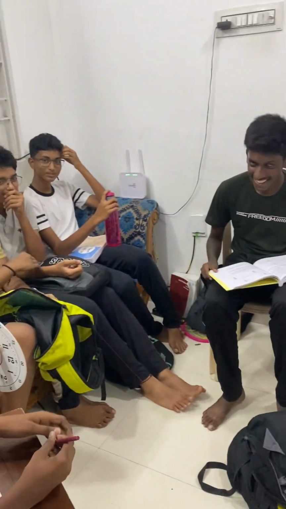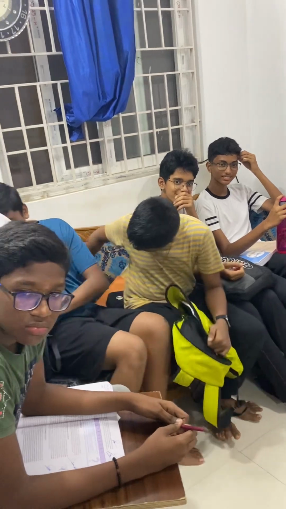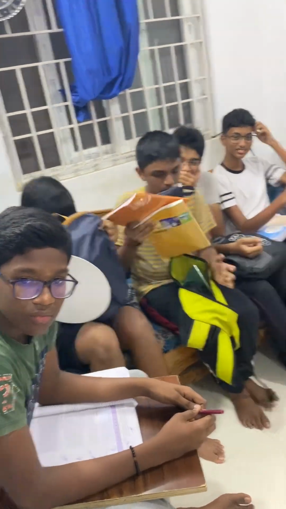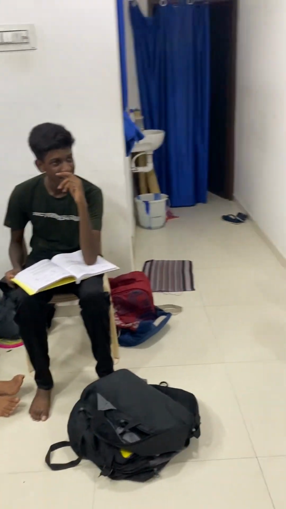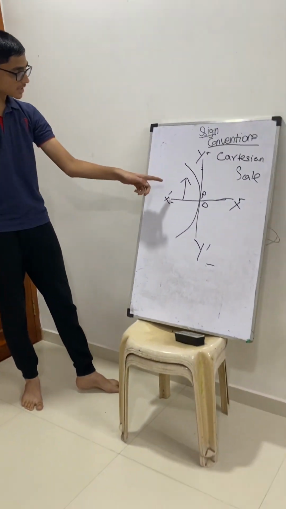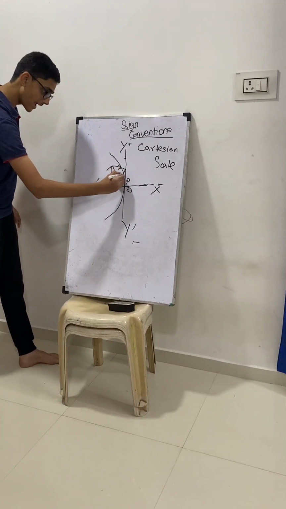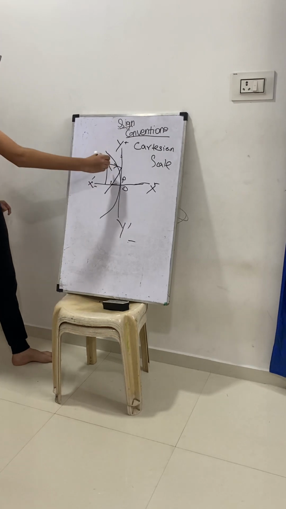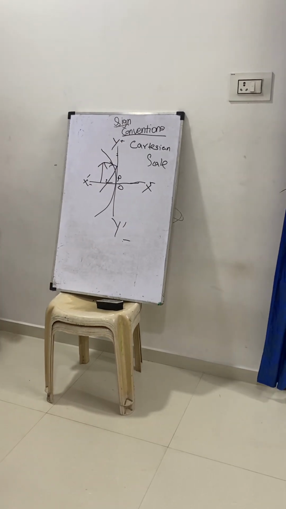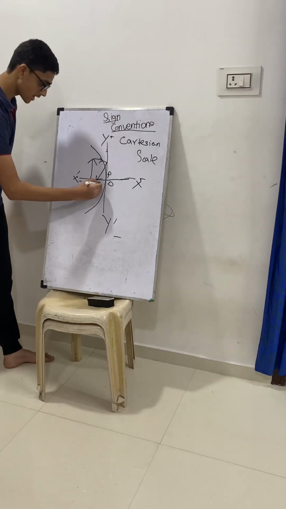The first rule in the sign convention is that the object is always placed on the left of the origin or the pole, which we compare in the mirror. So the object is always placed on the left of the mirror. This implies that the light rays coming from the object also come from the left side of the mirror. This we can take as F.